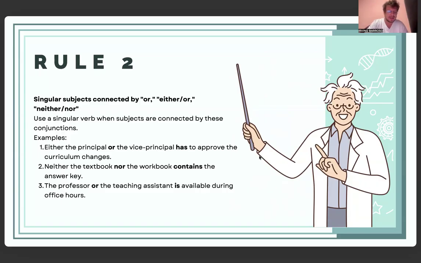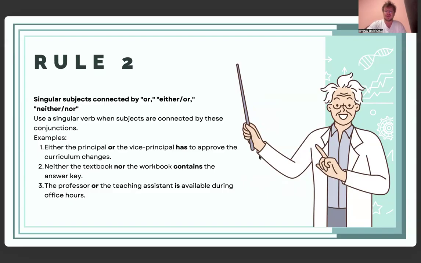Now let's examine the six specific rules with practical examples from the field of education. For example, use a singular verb when subjects are connected by these conjunctions. Let me give you some examples. I'm going to give you three examples.